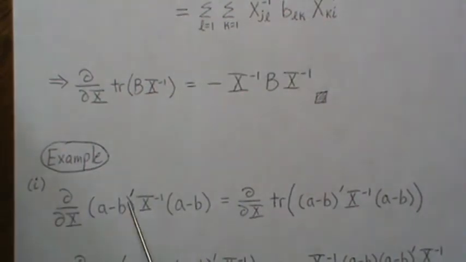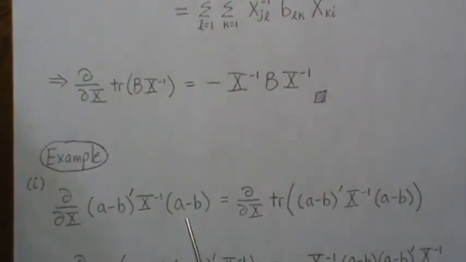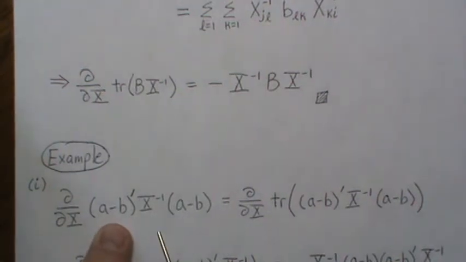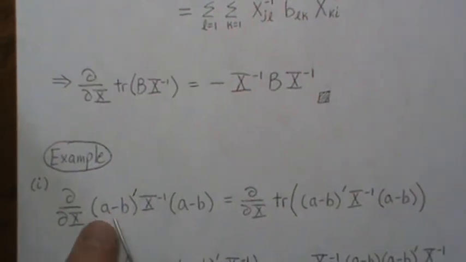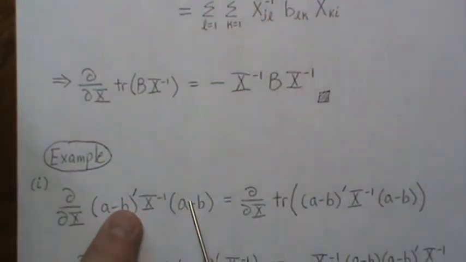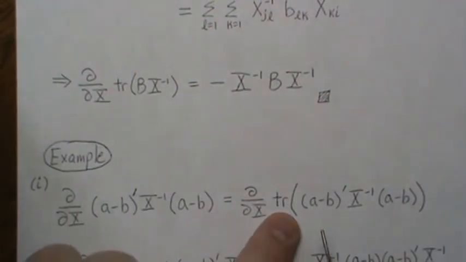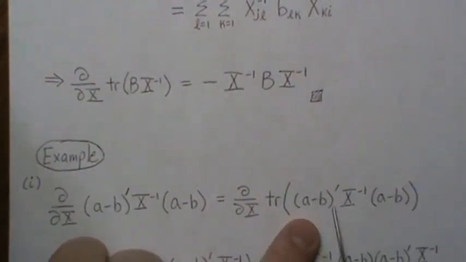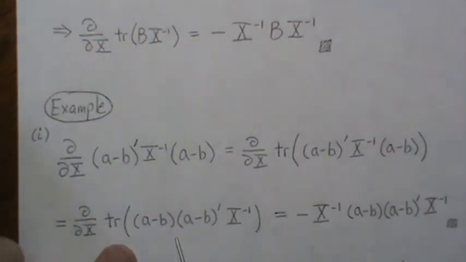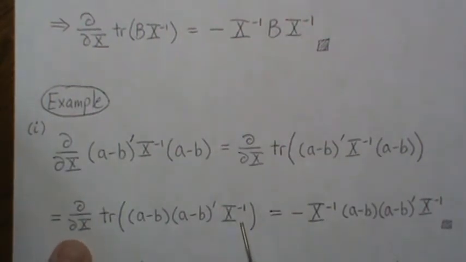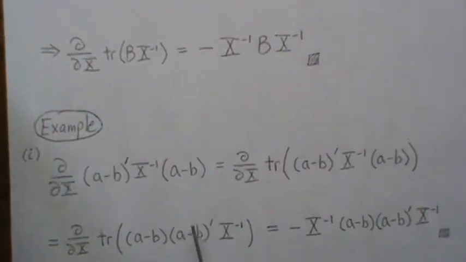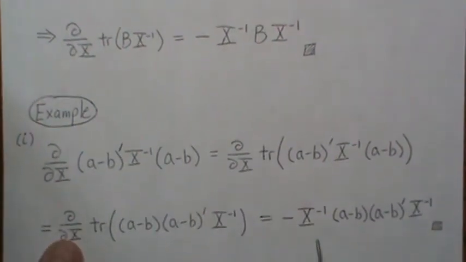So let's do two quick examples. Let's take the partial with respect to this, now with respect to the matrix X. So this is actually a 1 by 1 matrix, so we can take the trace of it and it doesn't change it because it's 1 by 1. But taking the trace allows us to manipulate this. So if we move this to the front, we get this. And then this is a matrix times this matrix, so we just did that right here. So this is going to be minus X inverse times this matrix times X inverse.